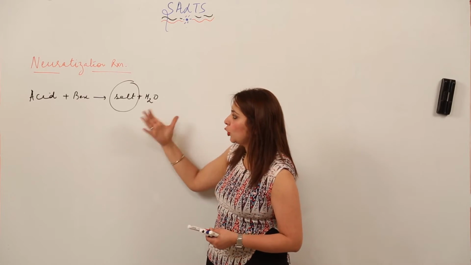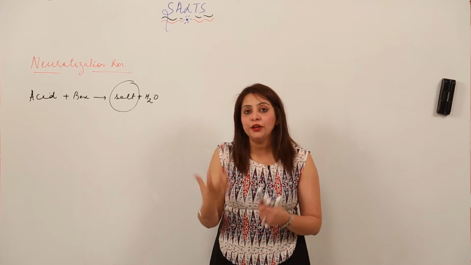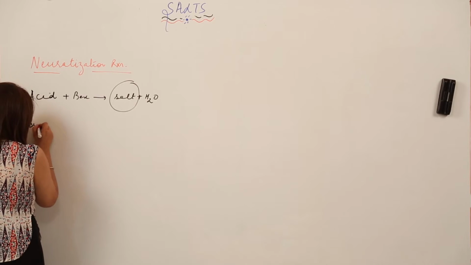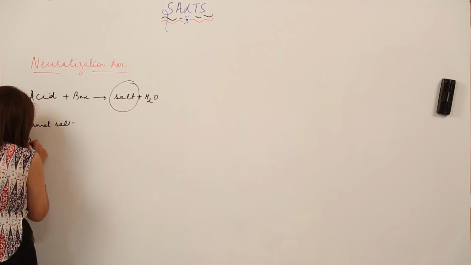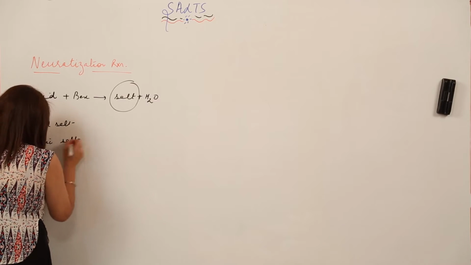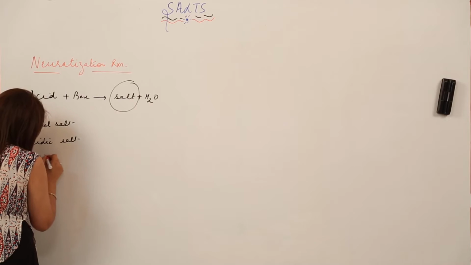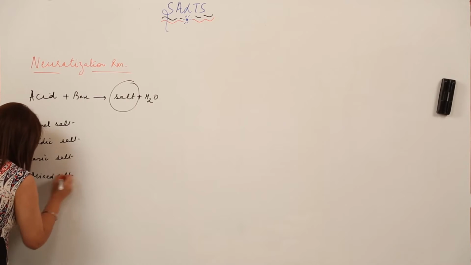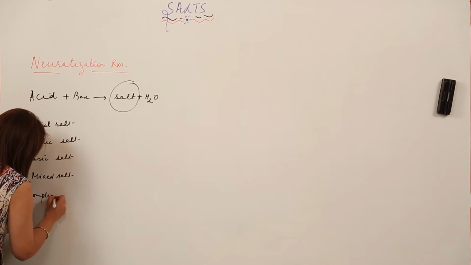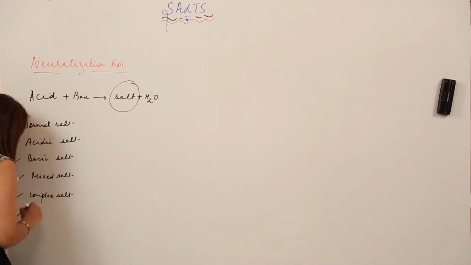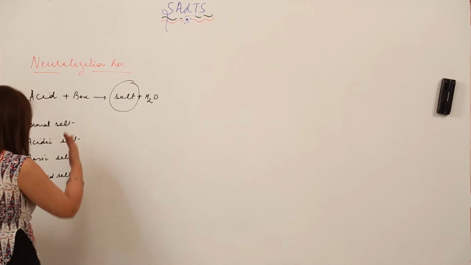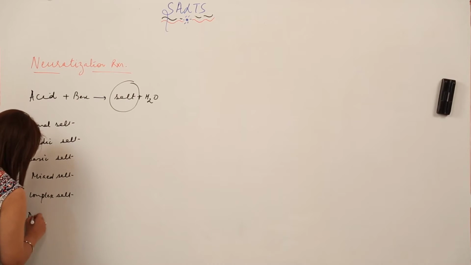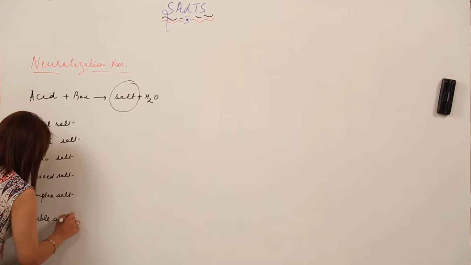But you know that we have different kinds of salts. Sometimes we have the normal salt, we have acidic salt, we have basic salt, we have mixed salt, we have complex salt, and moreover we have double salt. So likewise we have different kinds of salts.